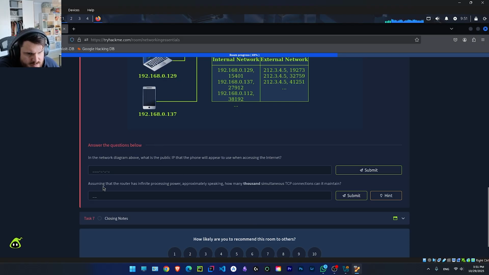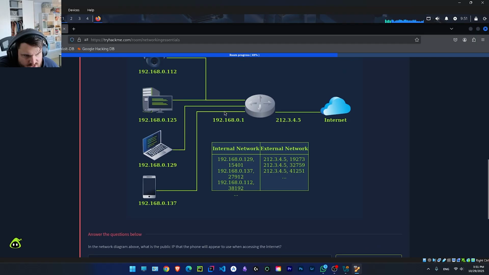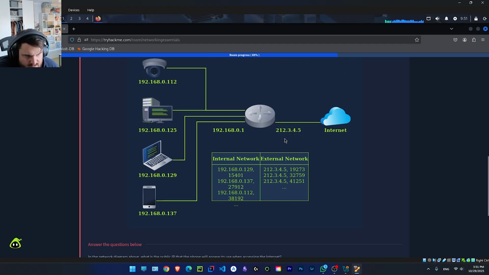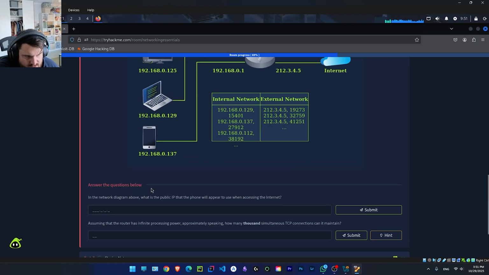Answer the questions below. In the network diagram above, what is the public IP that the phone will appear to use when accessing the internet? This is the public IP address. So it's 212.345.